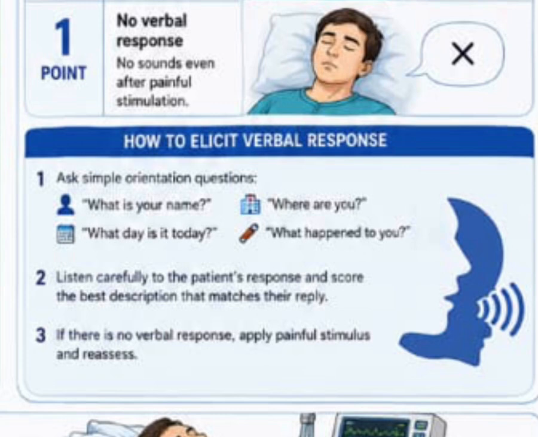And if there's no verbal response, you can also apply pressure and reassess. Are you getting me now? So this is very, very important.